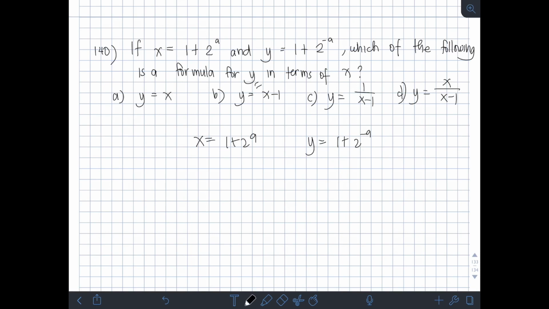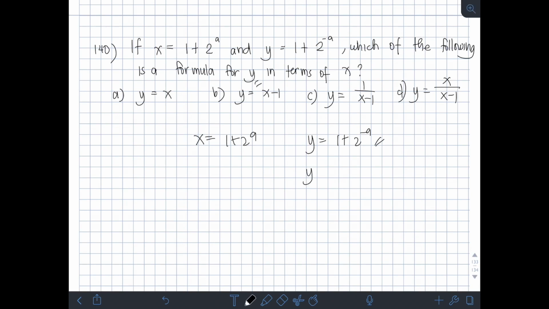So, paano? Manipulate natin itong y. Y is equal to 1 plus, kapag may negative exponent tayo, x raised to negative n, let's say, equal yan saan? 1 over x raised to n, right? So, pag in-apply natin sa 2 raised to negative a, equal yan sa 1 over 2 raised to a. Ngayon, simplify. Gawin nating single fraction.